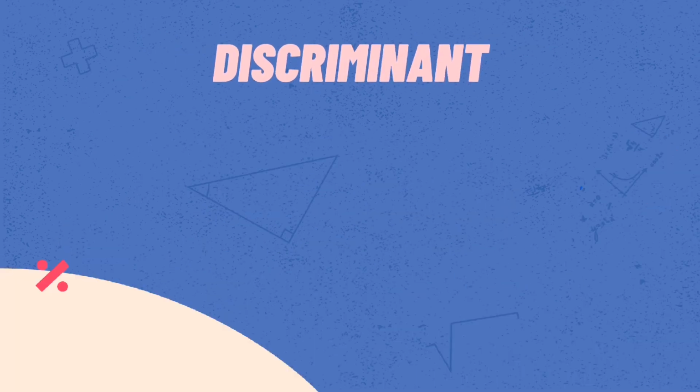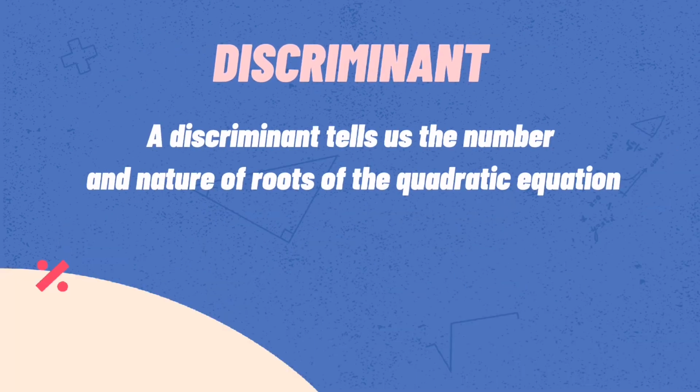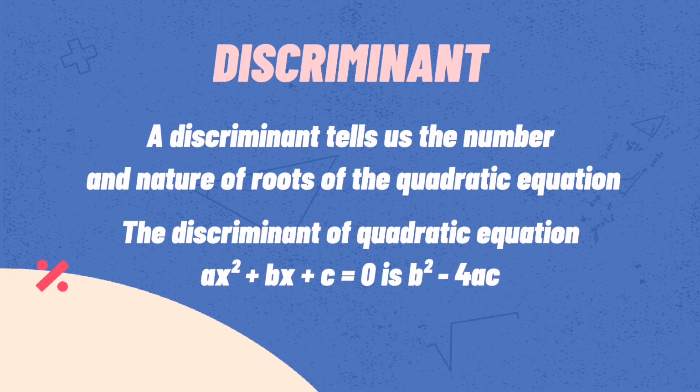What is a discriminant? A discriminant tells us the number and nature of roots of the quadratic equation. The discriminant of a quadratic equation, ax squared plus bx plus c is equal to 0, is b squared minus 4ac. But before we proceed to our examples, we will elaborate the nature of roots of a quadratic equation as well as the discriminant.